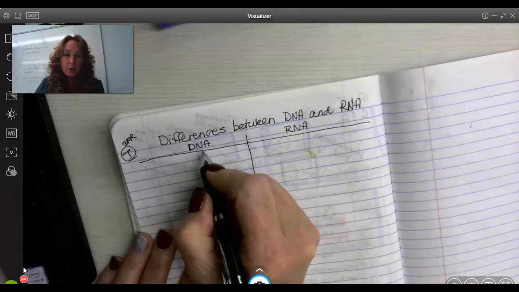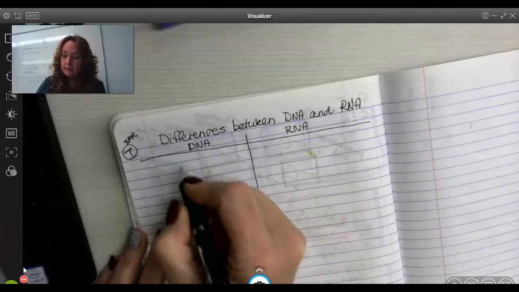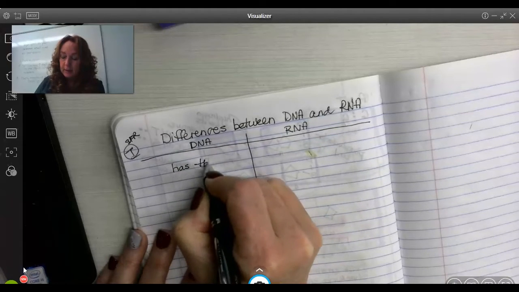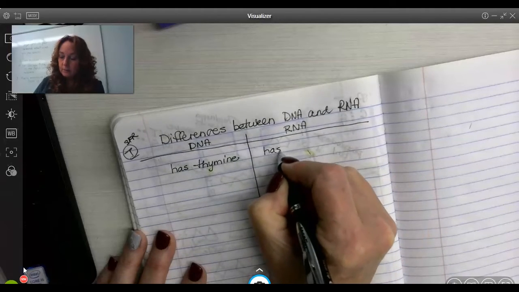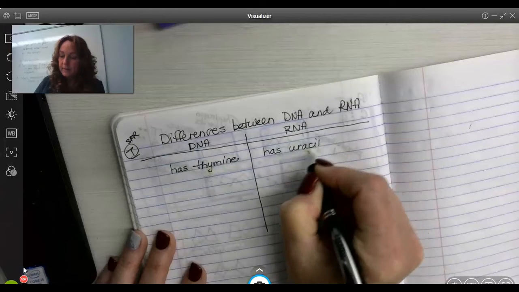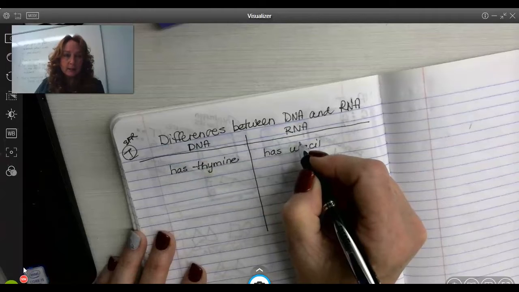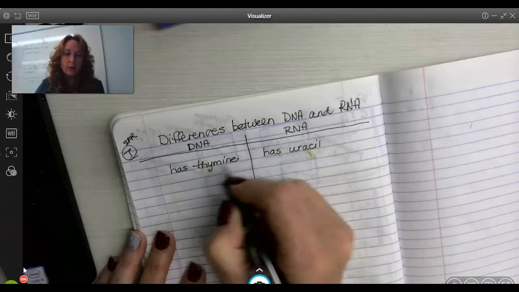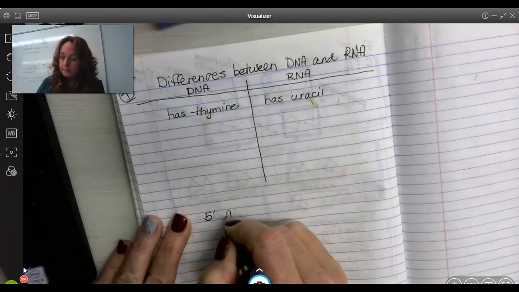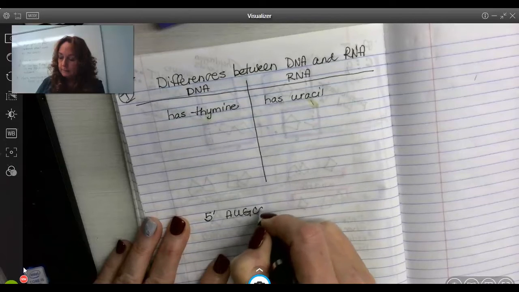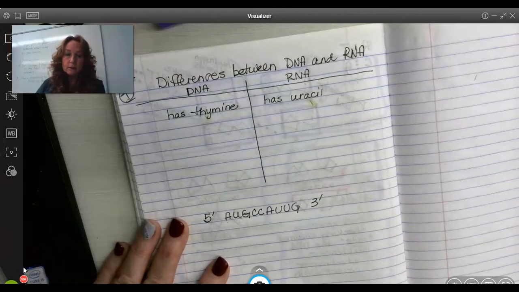So first of all, we'll start off with something simple. I think everybody immediately thinks, oh, okay, DNA, it has thymine, but RNA has uracil. That's actually really important, because they'll give you runs of a nucleic acid that'll show a 5' end and a 3' end, and it'll look something like this. So they may give you something that looks like this.